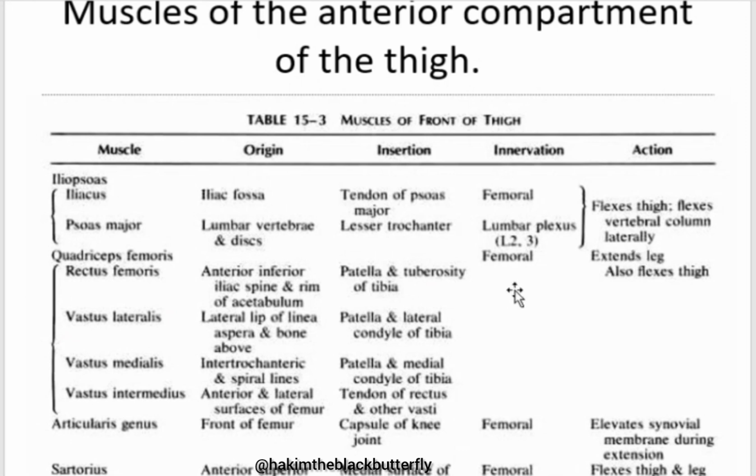So these muscles, the quadriceps, extend the leg at the knee joint and flex the thigh at the hip joint. Which muscles? Rectus femoris, vastus lateralis, vastus medialis, and vastus intermedius, the muscles of the anterior compartment of the thigh known as the quadriceps. The origins are indicated there. But you can see that the patella is a common insertion, and it's a sesamoid bone.